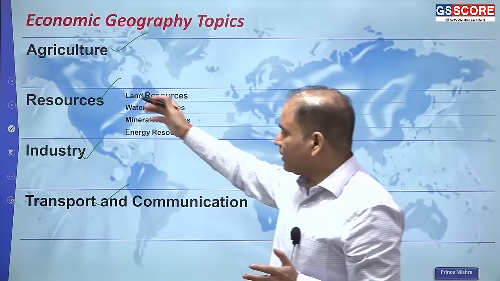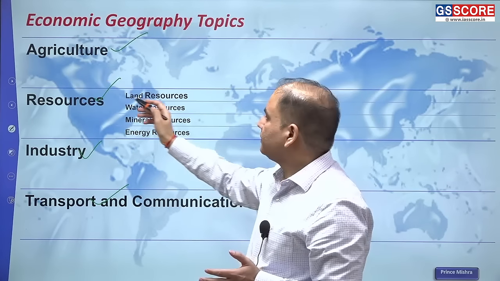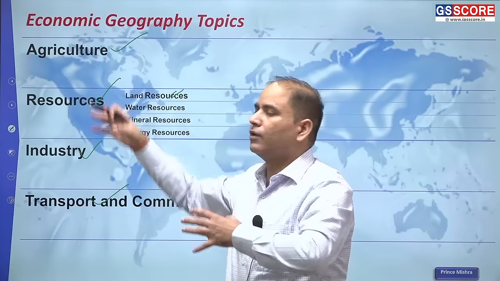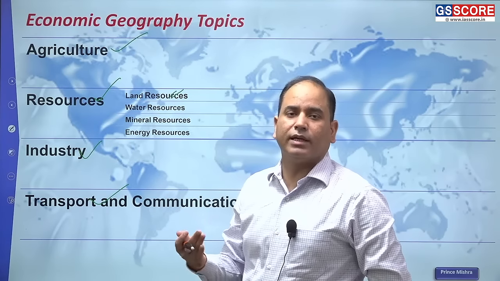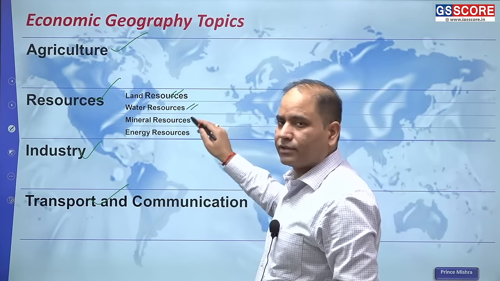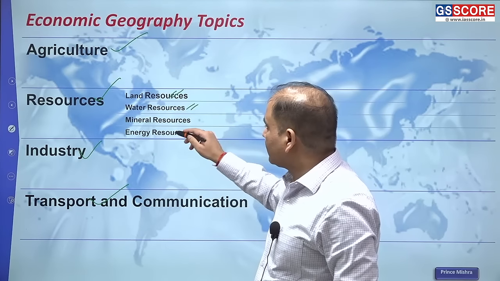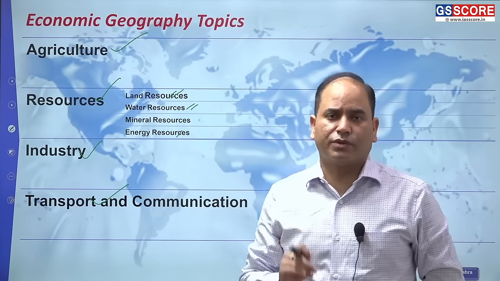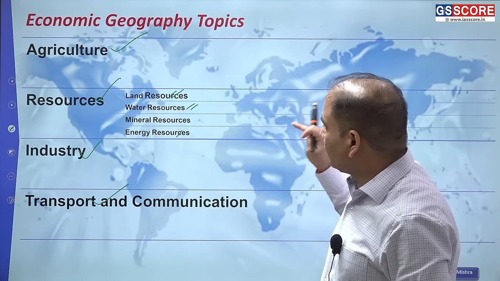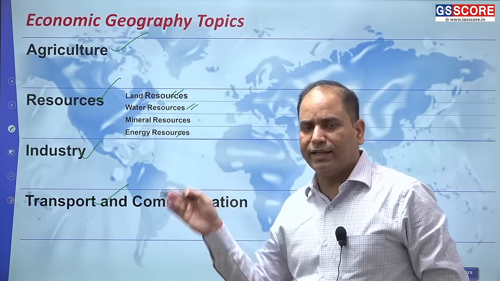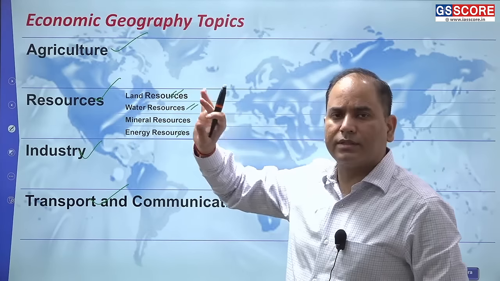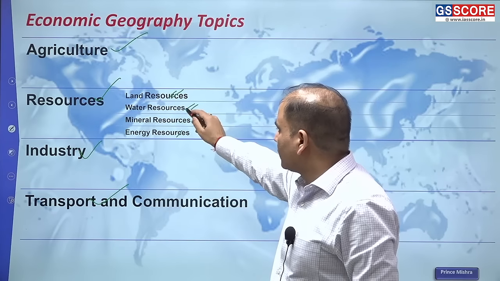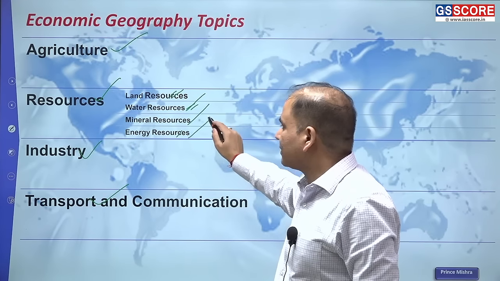So resources, even agriculture is part of the resources. Land resources is an individual resource, but also in one way or other it is associated with agriculture. Water as a resource, forest as a resource, mineral as a resource, energy as a resource. So we have a wide scope of resources, but primarily you need to focus on three of the resources individually, because land resources definitely is part of agriculture.